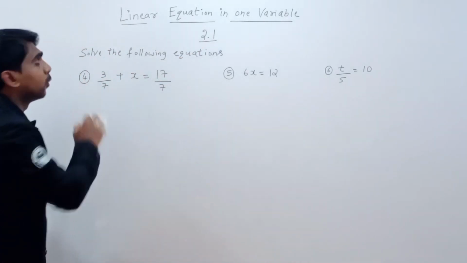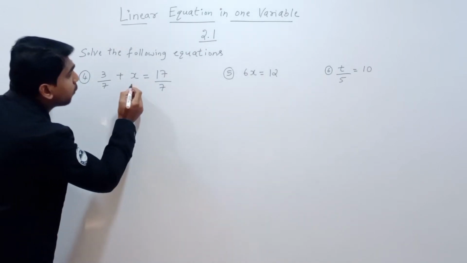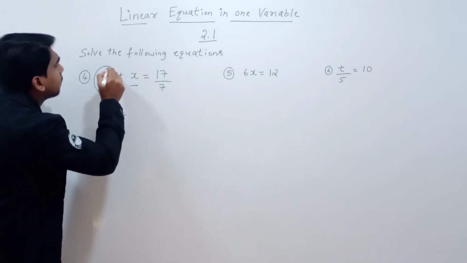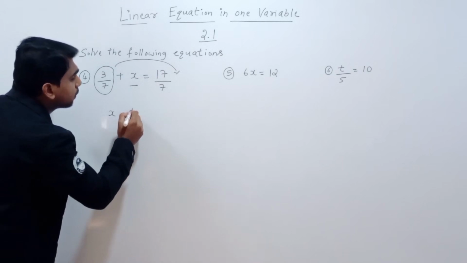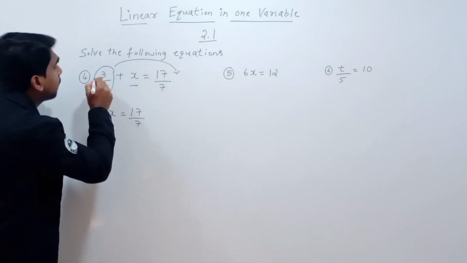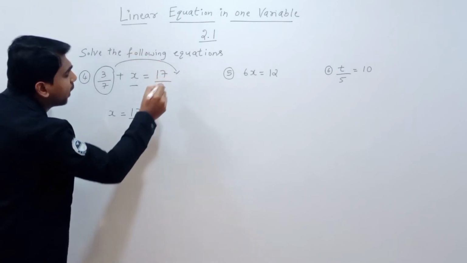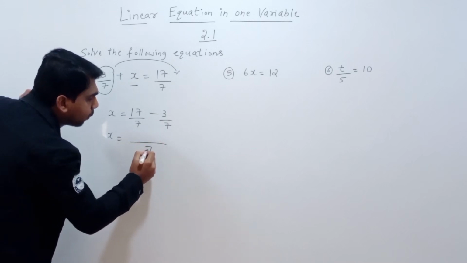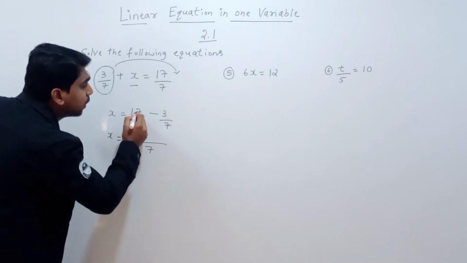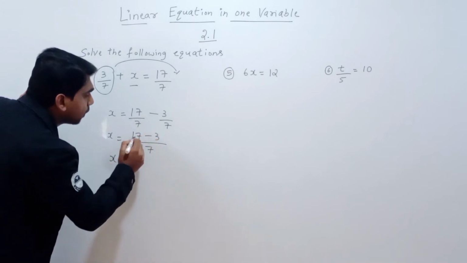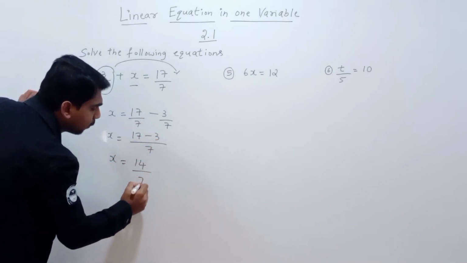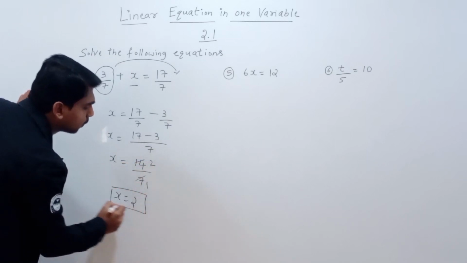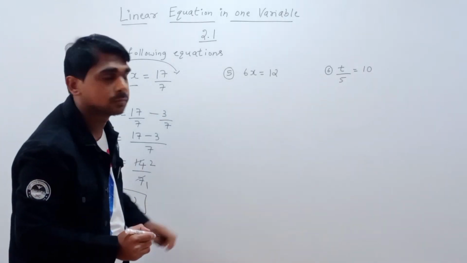Exercise 2.1, fourth question. Now, here we have to find the x value. We will write it on the left side and the remaining part will shift to the right side. Now it will be 17 by 7. Here plus 3 by 7 will go there, it will become minus 3 by 7. Since the denominator is same, the LCM will be same and we will write the number as it is. 17 minus 3 will become 14. 14 by 7, 7 ones are 7, 7 twos are 14. X value is 2.